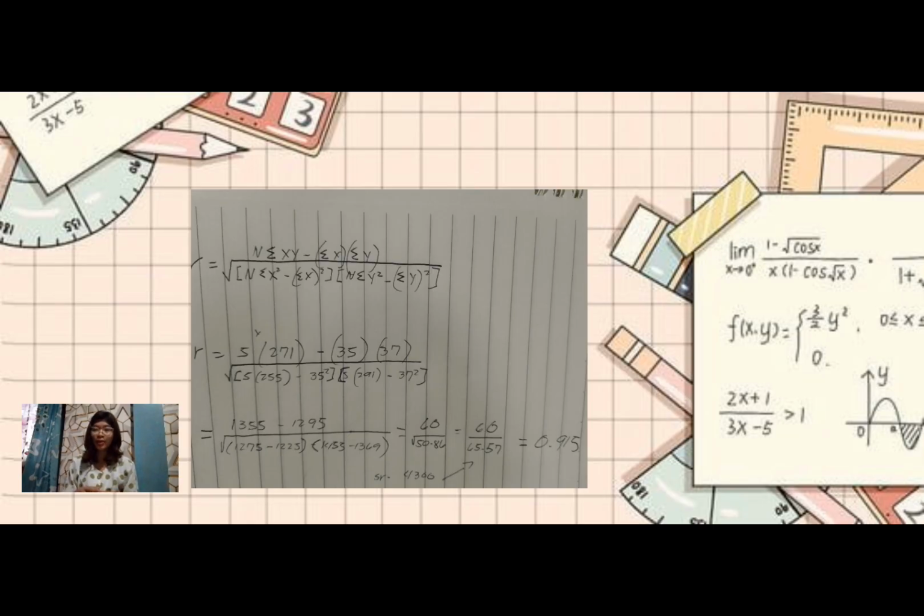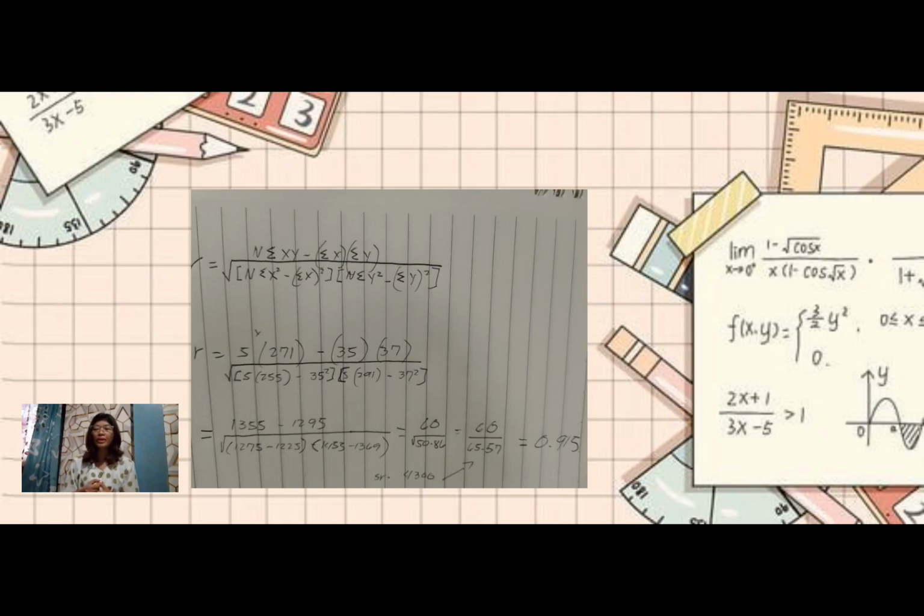And then we have a square root, where we again use the 5 students, and then the x squared total, which is 255, minus 35 squared. And then 5 times the y squared total, 291, minus 37 squared. So how do we solve it since we have squares again? Come on, let's compute it.